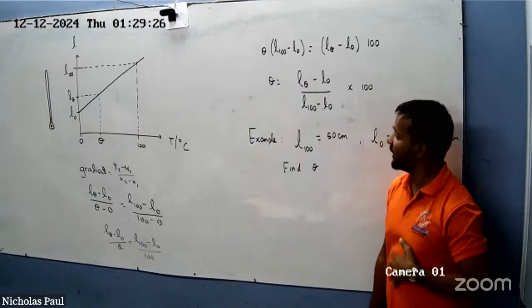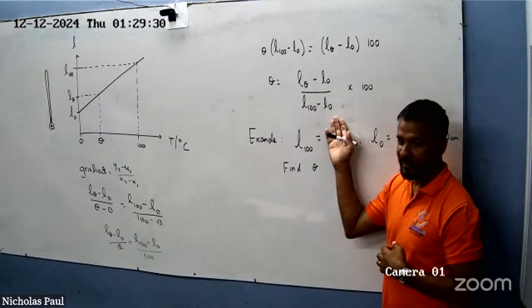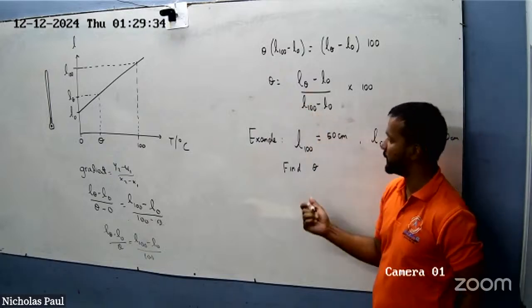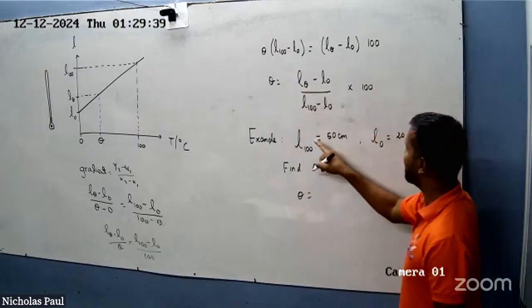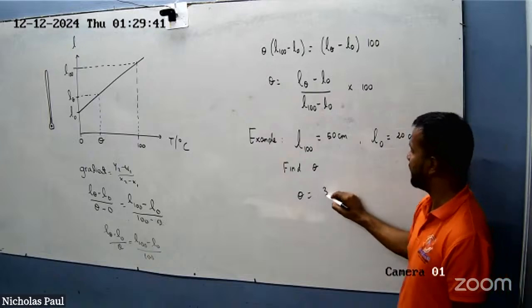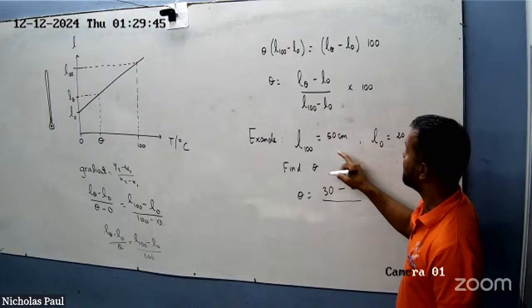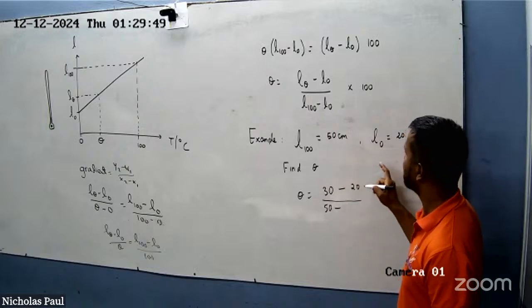Darian and Jacob, thanks for coming to class. But basically, we're just learning to find temperature using thermometric properties. So theta is equal to L theta, which was 30. L0 was 20. L100 was 50.